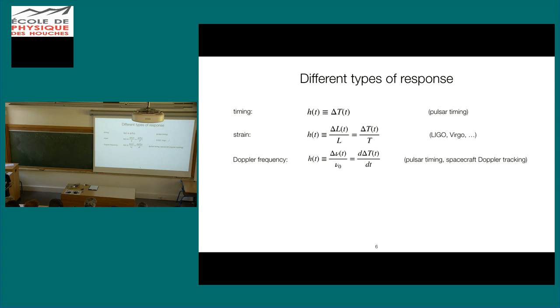You don't have, no, that's the thing, is that h of t does not have to be dimensionless. When you do pulsar timing analyses and they're working with timing residuals, those timing residuals have units of time. The power spectra are not strain squared per hertz, but they're seconds cubed.